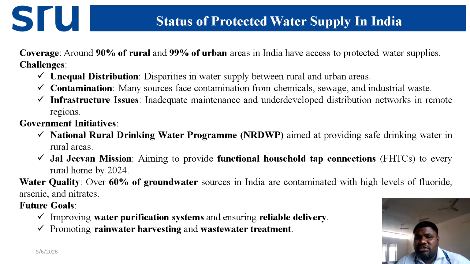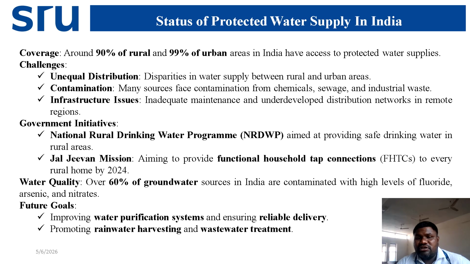Then infrastructure issues. Here, inadequate maintenance and underdeveloped distribution networks in remote regions. In remote regions there will be no distribution network, so in that situation supplying water to the community is difficult. For these kinds of challenges, the government of India has proposed some missions.